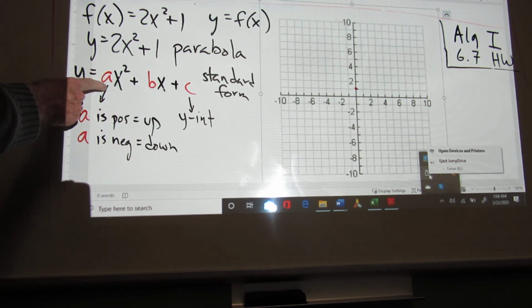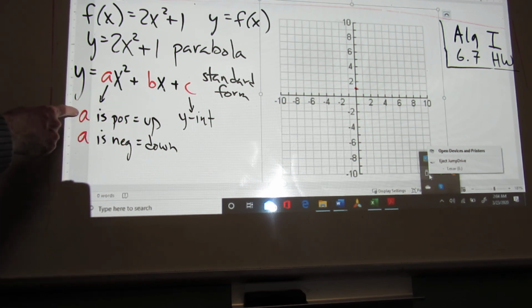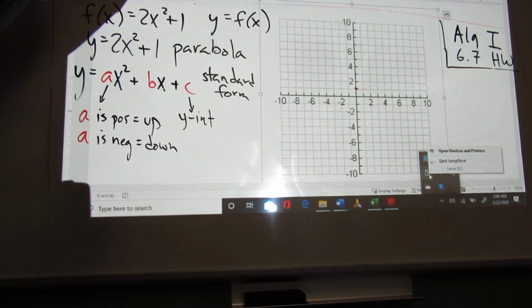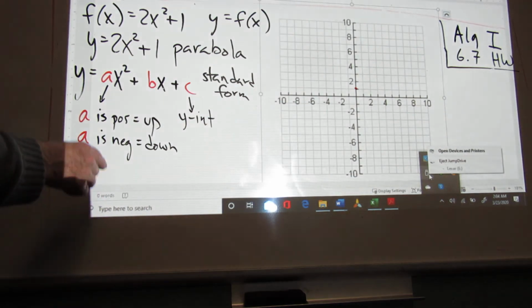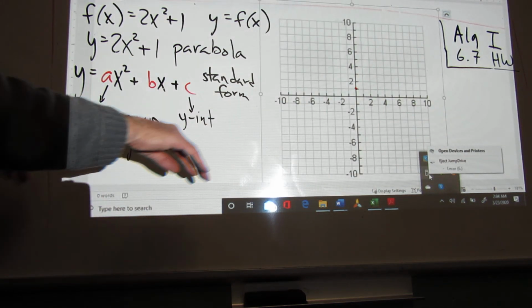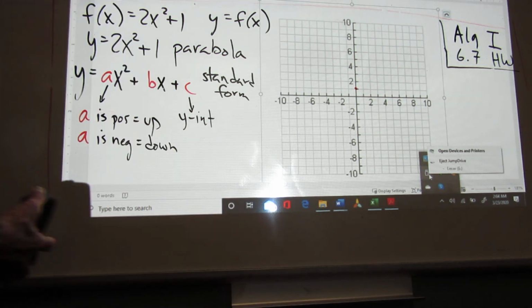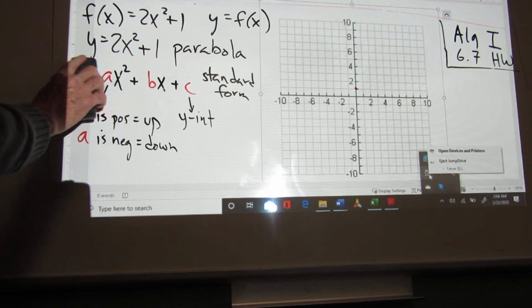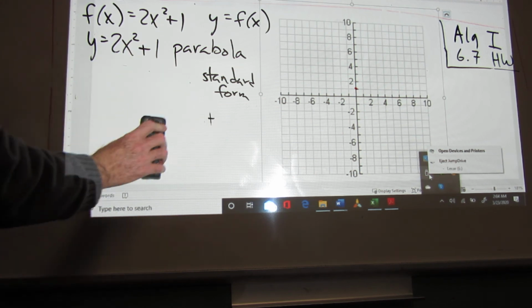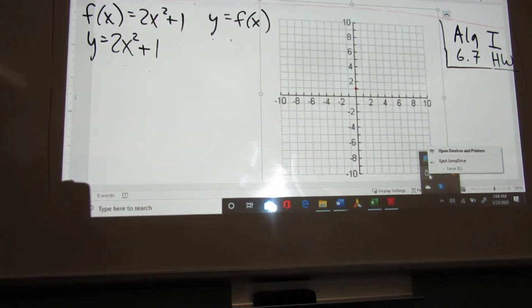Now, if we look at the coefficient of the square term, a, there's some more information we can get from that. If a is positive, the parabola is going to go up. So this parabola here is going to open up. If a is negative, it is going to open down. Okay, so just keep that in mind, and we're going to see that borne out here in just a minute. Okay, so let's graph this quadratic equation. Let's see how that is going to play out.